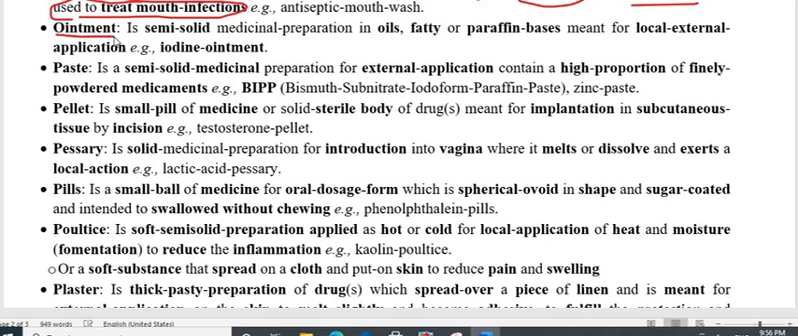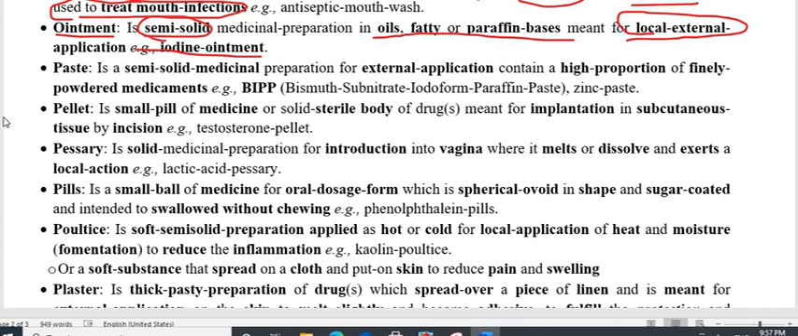cream. So ointment is somewhat more greasy in nature, and that is also for local application by rubbing, but this is semi-solid in nature, more greasy and oily, because this ointment drug is to be prepared in either oil or fatty acid or paraffin base, and applied locally over the skin. The example is iodine ointment. So this is about the ointment.